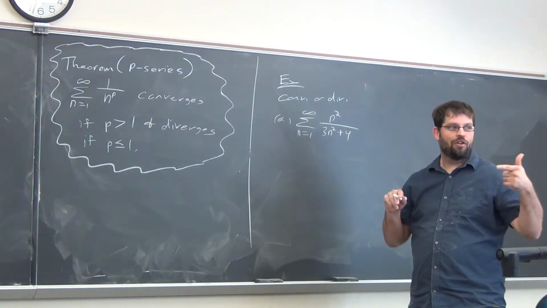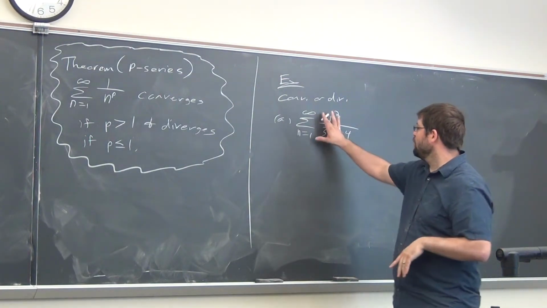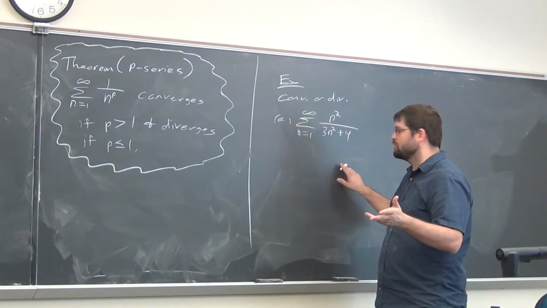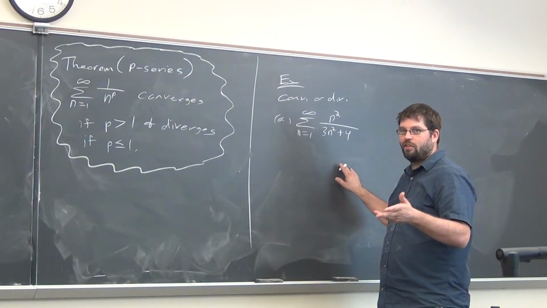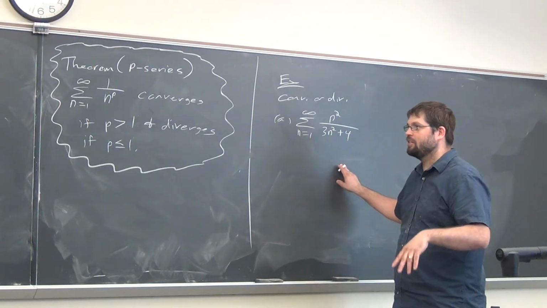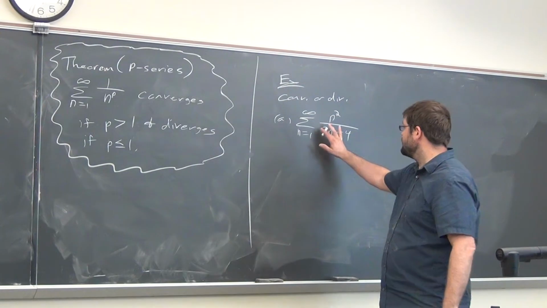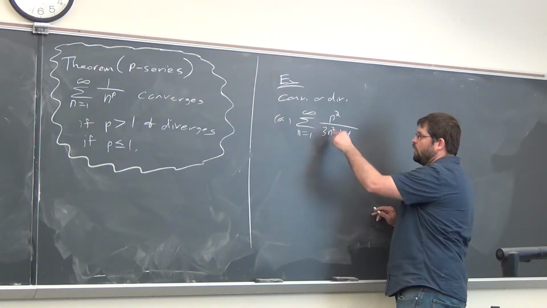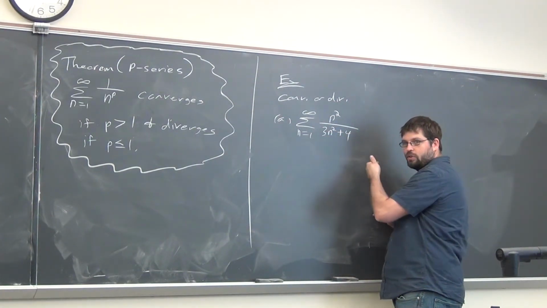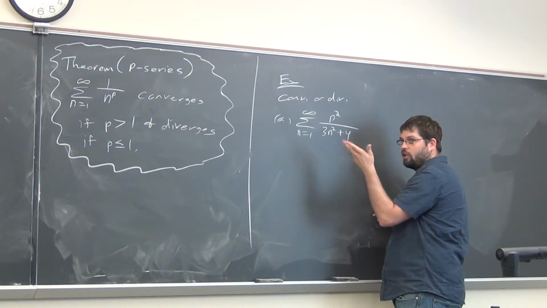Remember, the nth term test said if the terms don't go to 0, the series doesn't converge, right? And so that's the first thing you should always be checking. Even though it's in this section, if I see this, I should say, what's n squared over 3n squared plus 4 going to go to? 1/3. 1/3. So this won't converge.